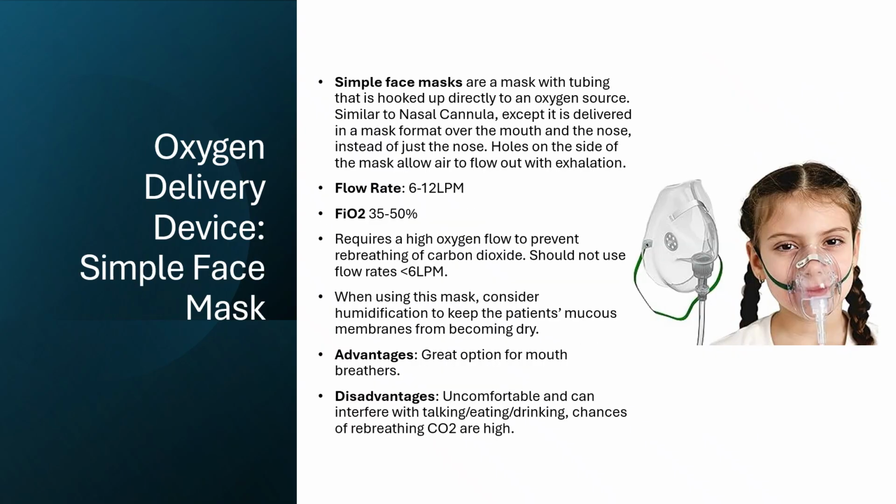Next up is the simple face mask. So a simple face mask is just a mask with tubing that's hooked up directly to an oxygen source. It's very similar to the nasal cannula. However, it is delivered in a mask form over the mouth and nose instead of just the nose. On the mask, as you can see in the picture, there's holes on the side to let air flow out when the patient breathes out or exhales. Now, the nice thing about this is that the flow rate can go up higher. It's 6 to 12 liters per minute. Your FiO2 is about 35 to 50%.